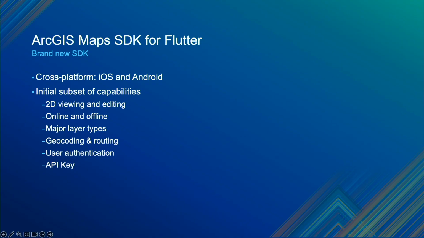So you can do 2D viewing and editing, online and offline. We support most of the major layer types. There's a few exceptions. Obviously, the 3D ones we won't support since we don't support 3D yet. We support geocoding and routing, online and offline, user authentication through OAuth and API keys.